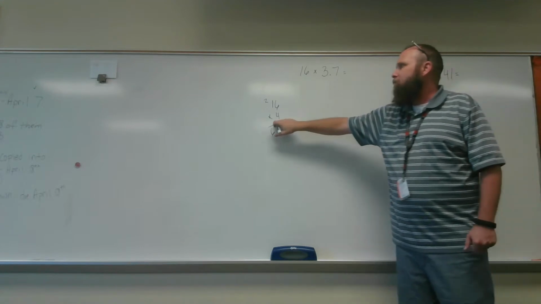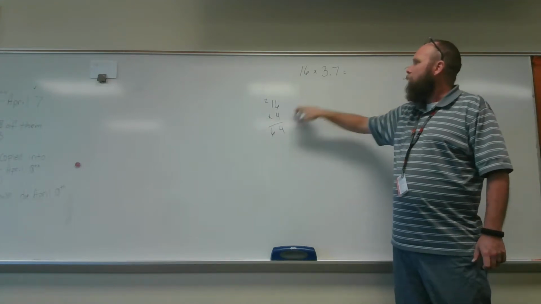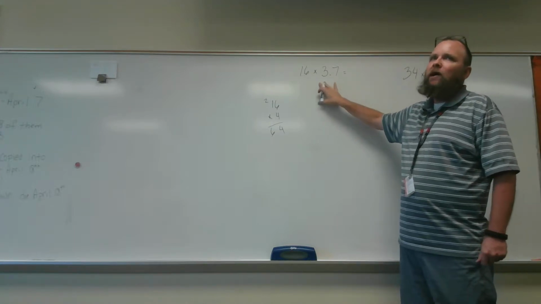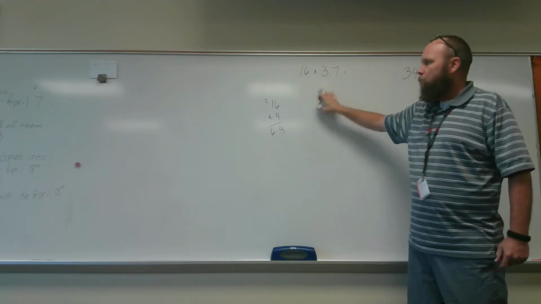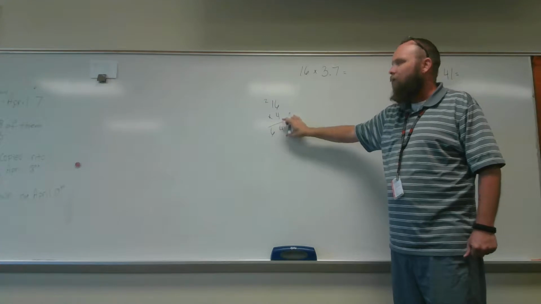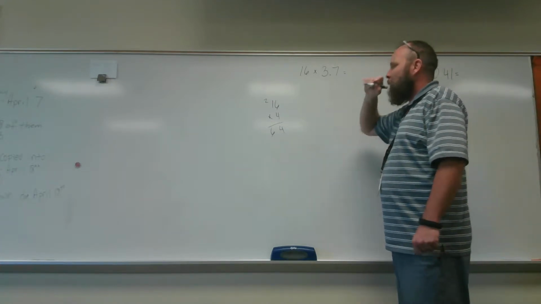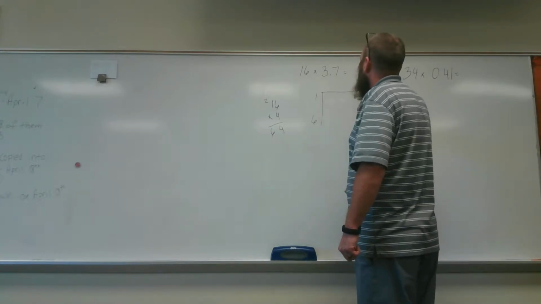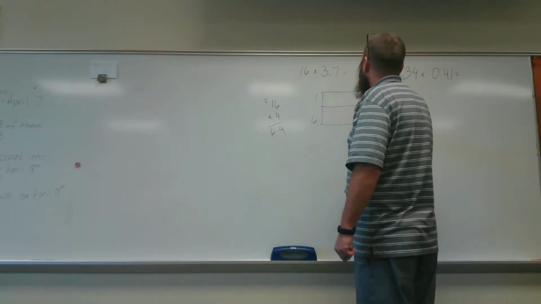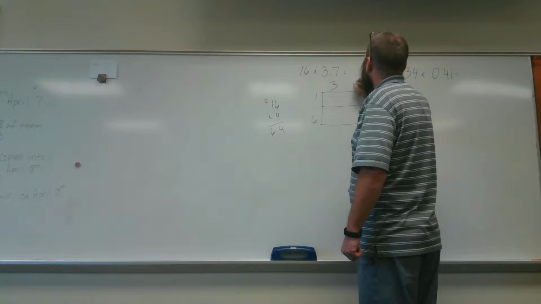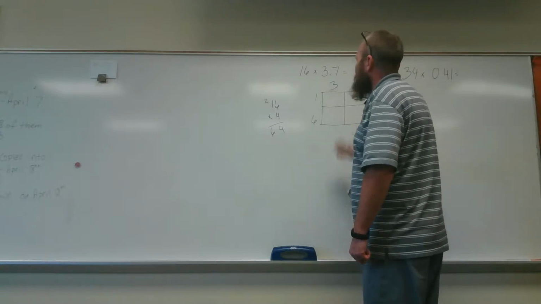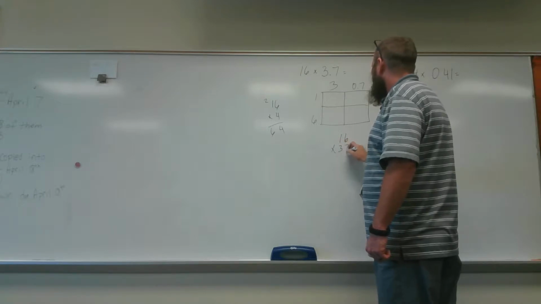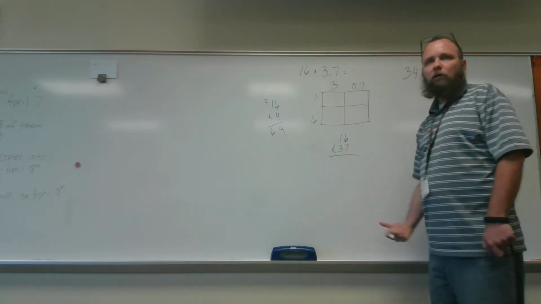Is it going to be more than 64 or less than 64? Less. Because this factor 4 is greater than 3.7. So what I'm actually going to multiply by is less than 4. So my product is going to be less than 64. We could do it the break apart method if you wanted to, or we could multiply 16 times 37. Either way is going to work.